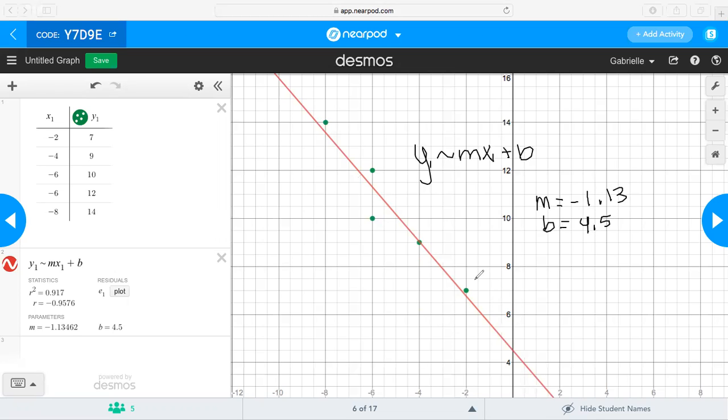So since it gave me a slope and y-intercept, what's my equation then? y equals -1.13x plus 4.5. This is my equation for the line of best fit. This is my linear regression equation.